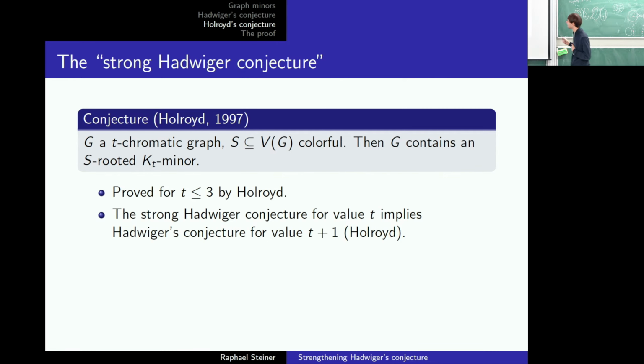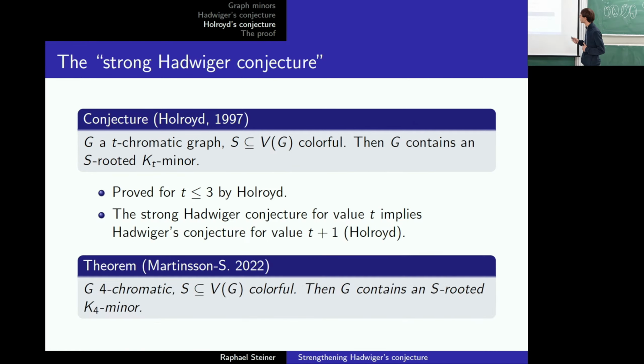Here's a statement which is also interesting about this conjecture. So I told you that t=3 sounds like a very trivial case, but there's some twist to this. Whenever you prove this conjecture by Holroyd for a value t, you prove Hadwiger for a value t+1. And actually you prove a stronger version of it. I will convince you of this on the next slide. But first, here's our main result. The main result says that this also holds for t=4.